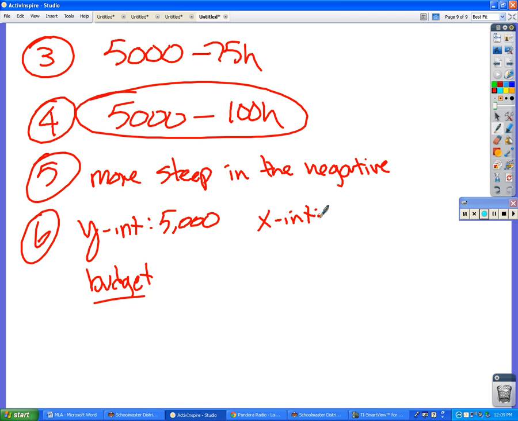What's the x-intercept? 75. Nope. How many hours will he be able to film before he's out of money? 50. Right? Because 100 times 50 equals 5,000. So his x-intercept is 50. Okay? And that represents the maximum number of hours. Because when he gets there, he's out of money. It's all over.